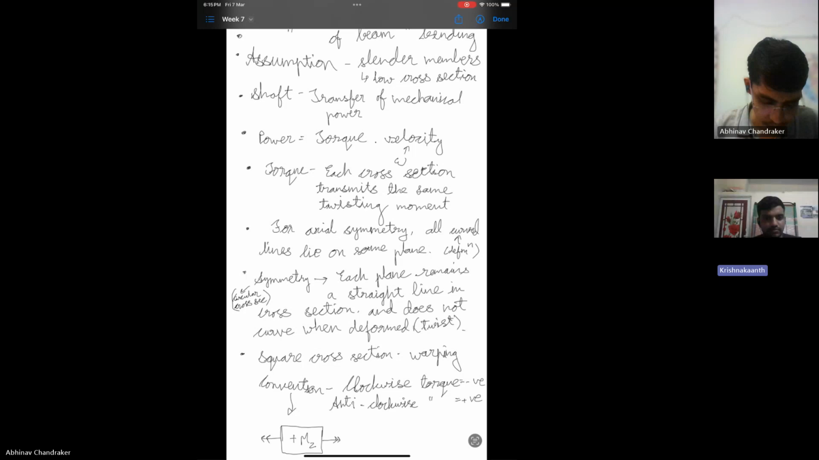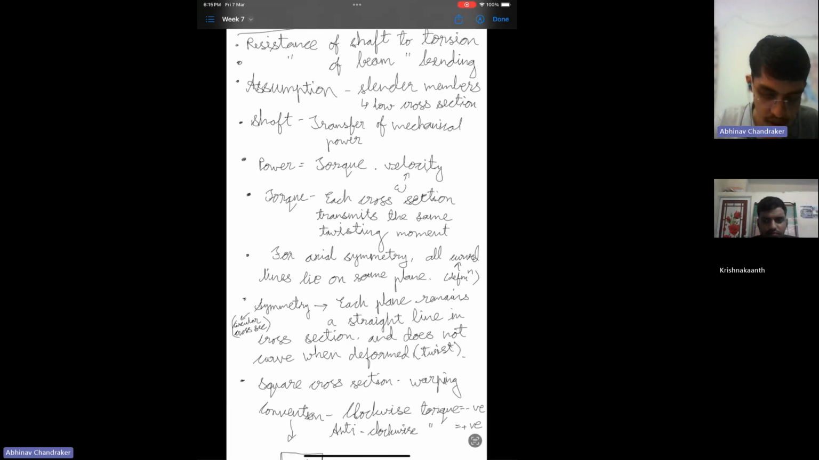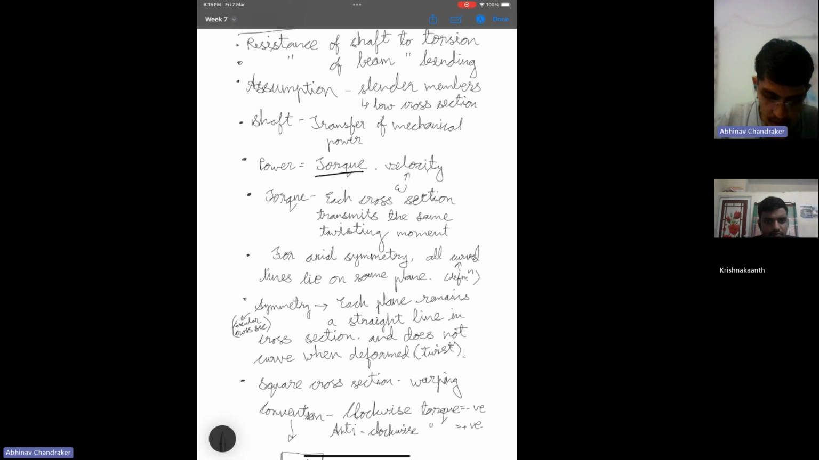And then we can understand what is the power generated when you are applying a torsional load, or the power involved with a torsional load, and that can be represented as the torque into the angular velocity. Just like you have force into velocity in other cases, like rectilinear cases, here we have torque into angular velocity.